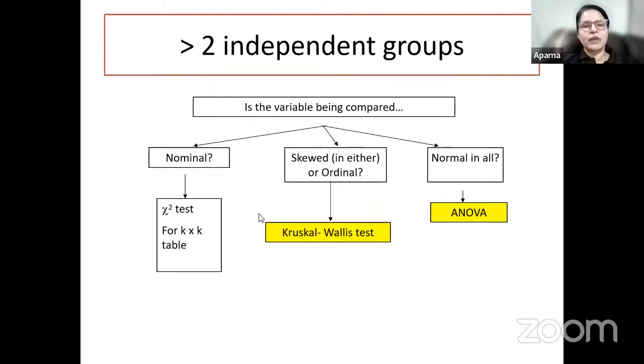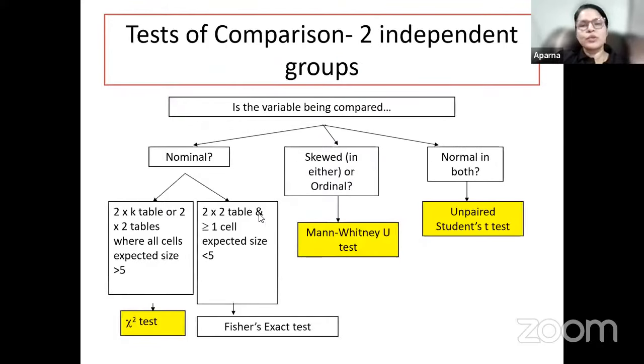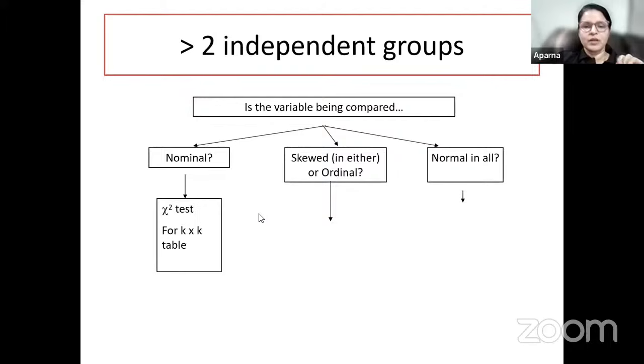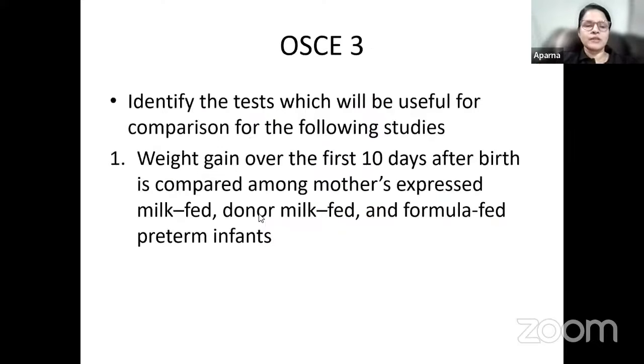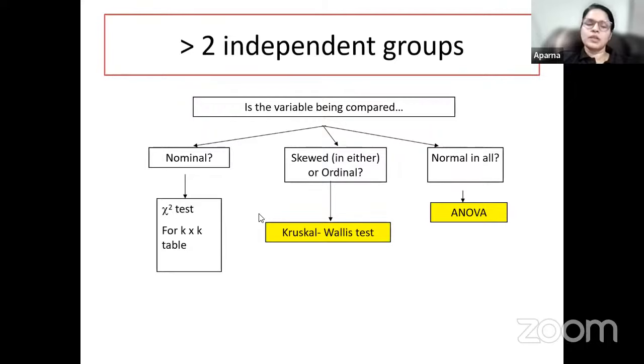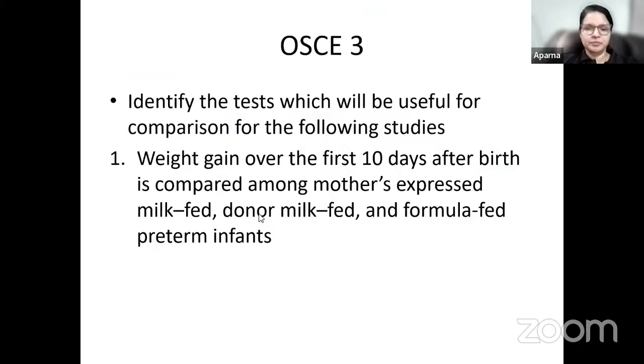So just remember that if you have two groups and if you have normally distributed data, then we are going to use student's t-test. Two groups, if the data is skewed or non-normally distributed or ordinal type of data, then we use Mann-Whitney U-test. More than two groups and normally distributed data in all the groups, then we are going to use ANOVA. More than two groups and skewed distribution in all the groups or at least one of the groups, then we'll be using Kruskal-Wallis test. And if it's nominal in all the groups also, you can use chi-square test.